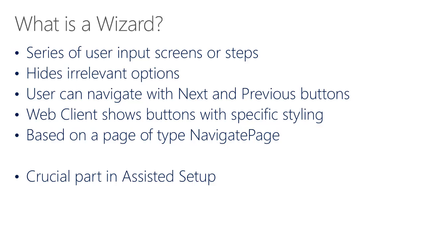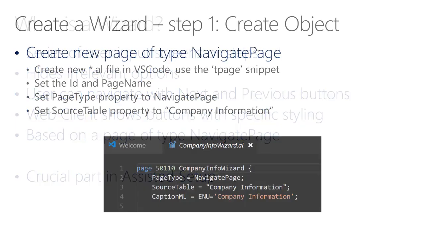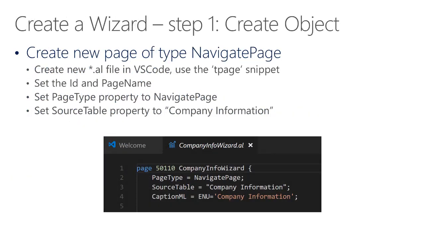So in the next few slides, I'm going to show you all the steps that are part of creating the object itself. So first, you create a page, and the page has a page type of navigate page. It is a new AL file in VS Code, and so you use the tpage snippet, set the ID and the page name, you set the page type property to navigate page, and in this example, we're going to create a wizard that's based on the company information table.